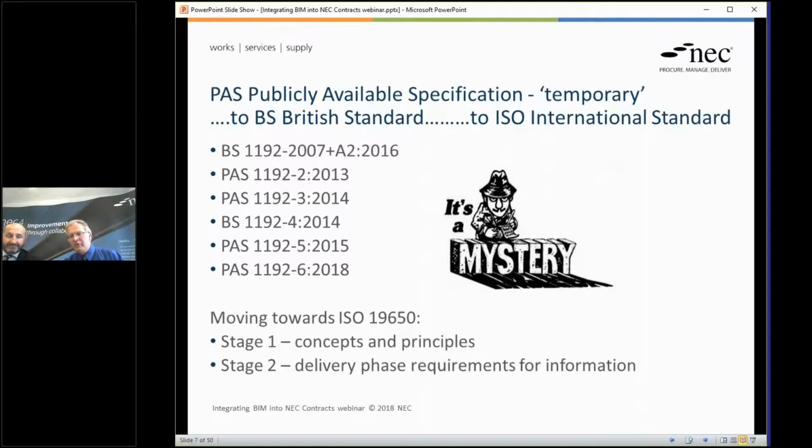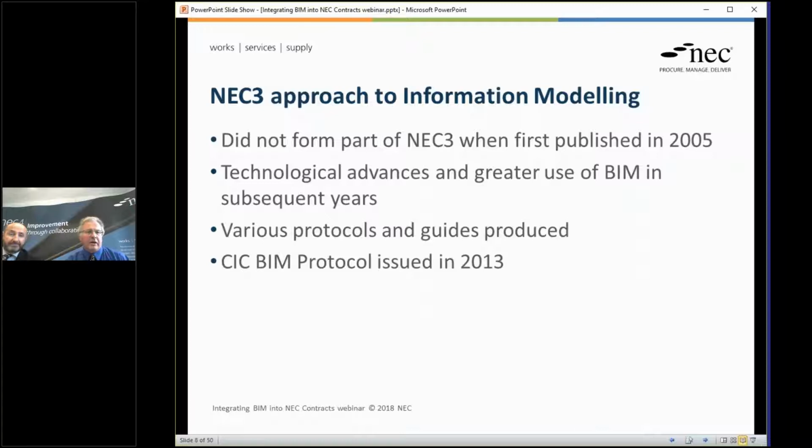I understand that there is a move to move those towards an ISO standard at some time. PAS, I think, is a very UK-specific group, I believe. Tell me if I'm wrong. Sure. Well, in 5 years' time, there'll be an ISO for all this. But so we're on a journey. When NEC first came out, information modelling wasn't really talked about.